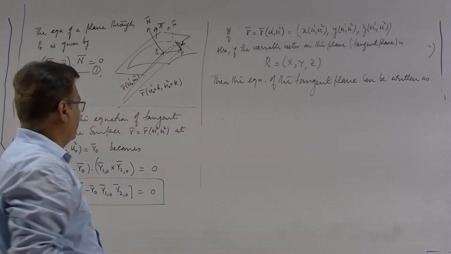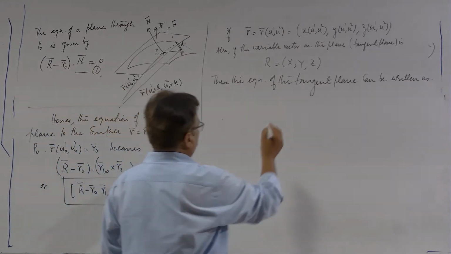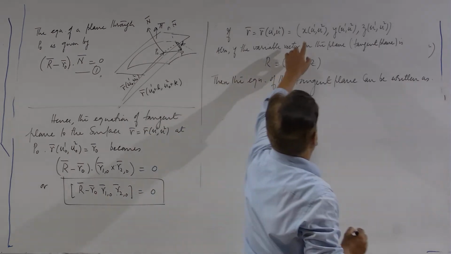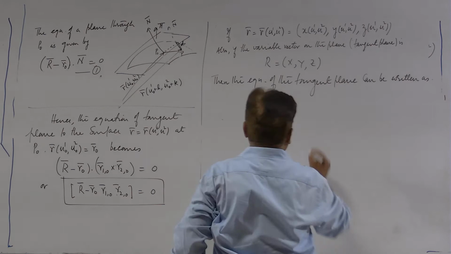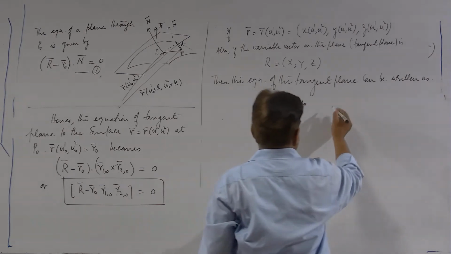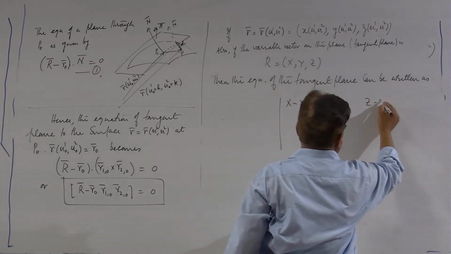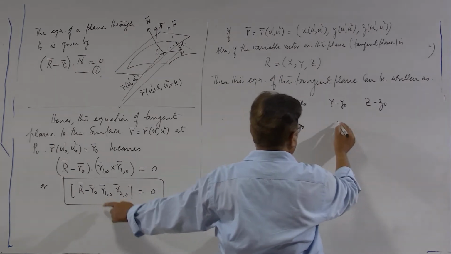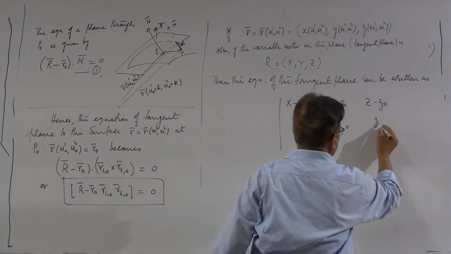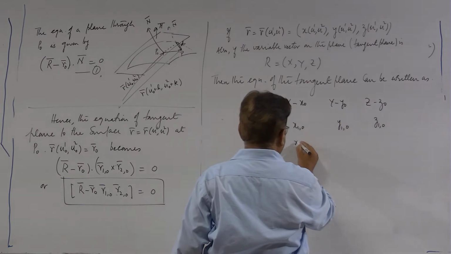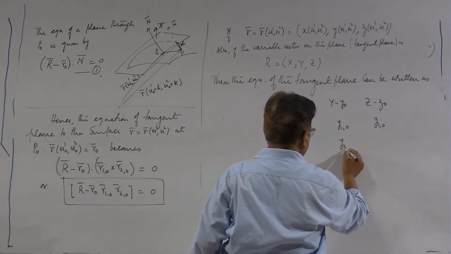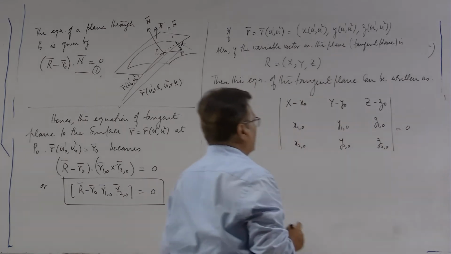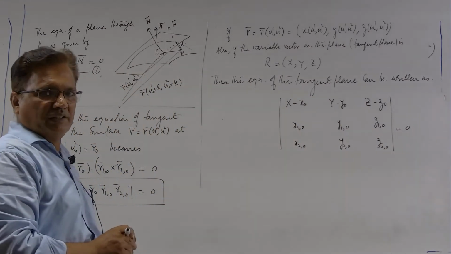a scalar triple product, which is a determinant of these three vectors. So, that becomes x minus x 0, y minus y 0, z minus z 0 (r 0 means x 0, y 0, z 0), and then r 1 0, which will be x 1 0, y 1 0, z 1 0. Then you have x 2 0, y 2 0, z 2 0, equal to 0. This becomes the equation of the tangent plane in Cartesian coordinates.